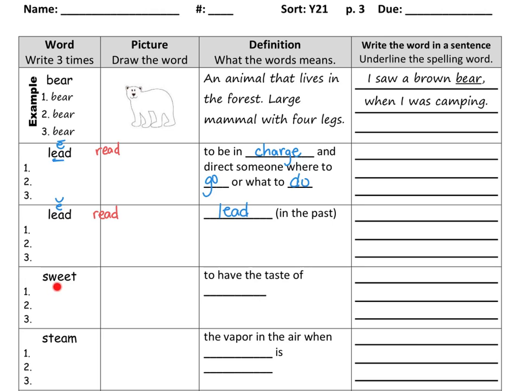All right, the next word is sweet. Sweet. It has the long E sound, and it means to have the taste of sugar, so if something is sweet, it tastes like sugar. I love to eat sweet treats, right? They're so delicious.